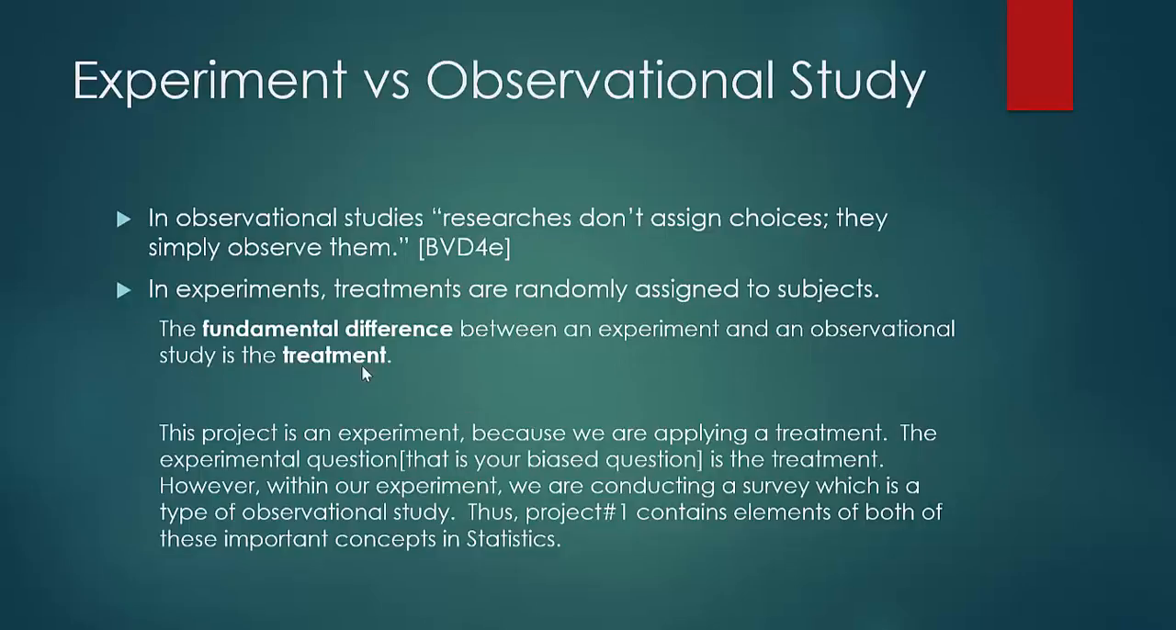So this sentence here is the key. The fundamental difference between an experiment and an observational study is a treatment. In this project, it is an experiment because we are applying a treatment. The experimental question, that is our biased question, is the treatment. But within this experiment, we are conducting a survey, and a survey is a type of observational study. So project number 1 contains both elements of these important concepts, both an experiment and an observational study will be done within project number 1.